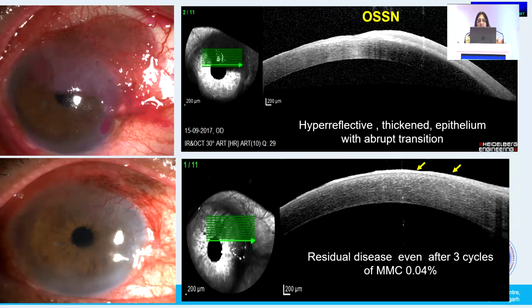That being said, it's also useful to monitor the resolution of the disease. For example, in this patient, we gave mitomycin C for 3 cycles. Clinically, it seemed to have resolved almost completely, but we can see that the hyperreflective epithelium was persisting, and so we have residual disease after 3 cycles of mitomycin C. And we proceeded to give an additional 2 months of interferon so that the resolution was complete.